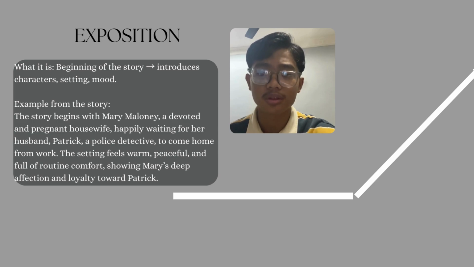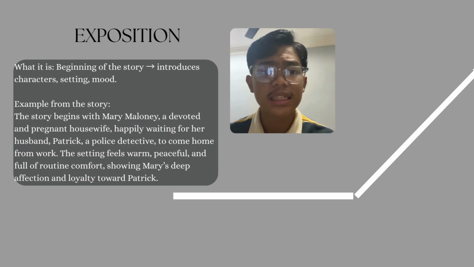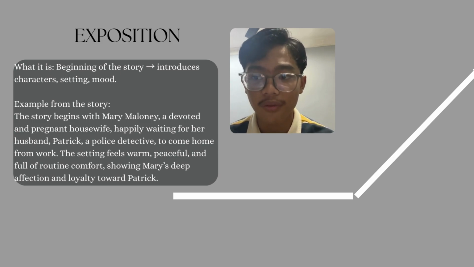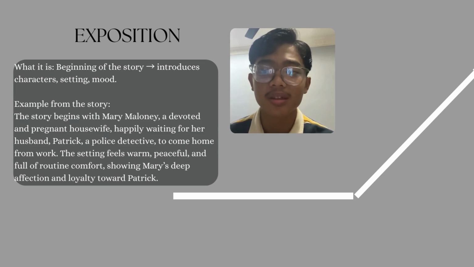An example from the story: in Lamb to the Slaughter, the exposition introduces us to Mary Maloney. She is a loving, gentle, and good housewife. She waits happily at home for her husband, Patrick, a police detective, to return from work. Everything seems ordinary and peaceful.